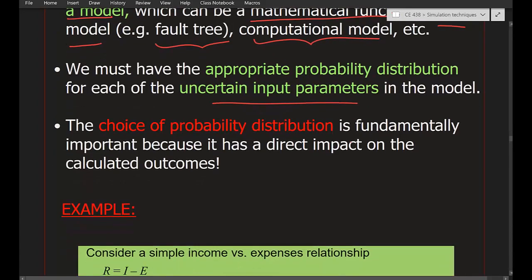And this is particularly important because our result depends upon what choice of distribution we are making. The choice of probability distribution is fundamentally important because it has a direct impact on the calculated outcome. So if you take a different distribution, you will come across different results. What is the best distribution that can describe your input is particularly important. You must take a distribution that clearly shows the input follows that pattern.